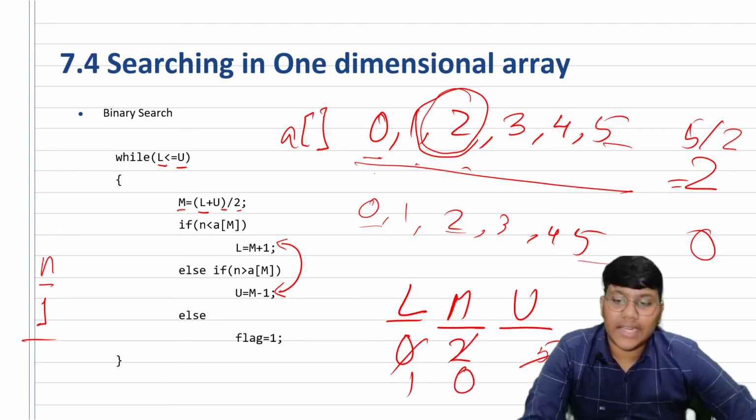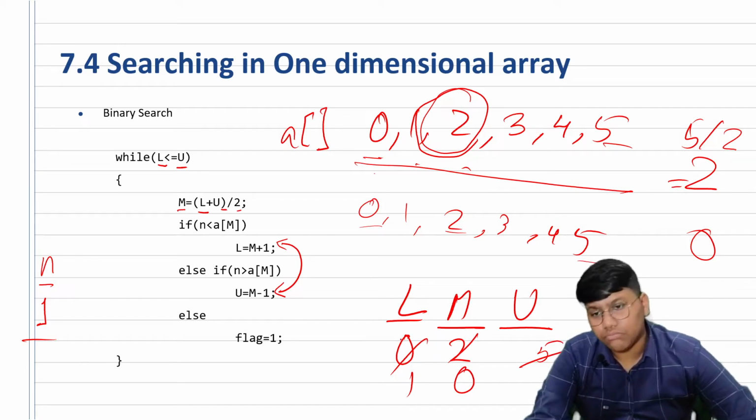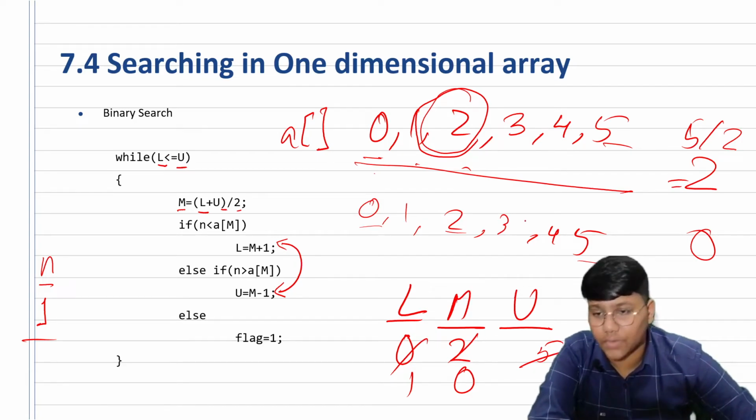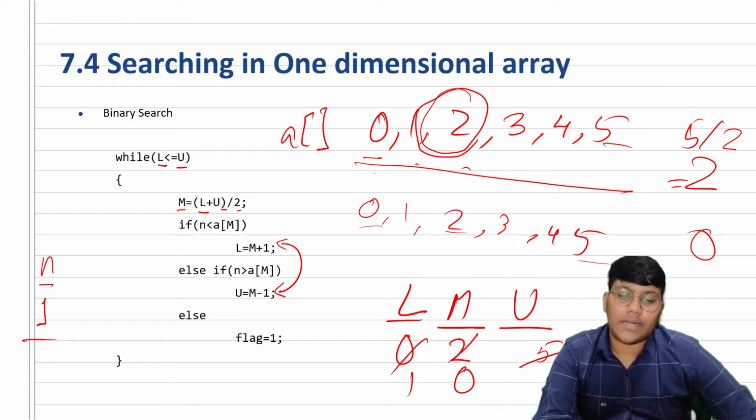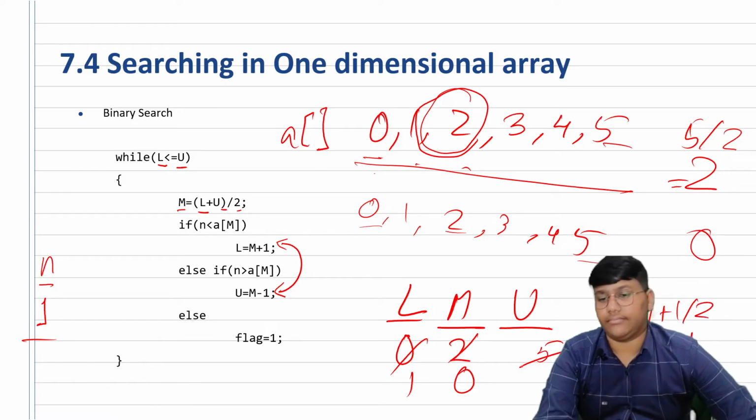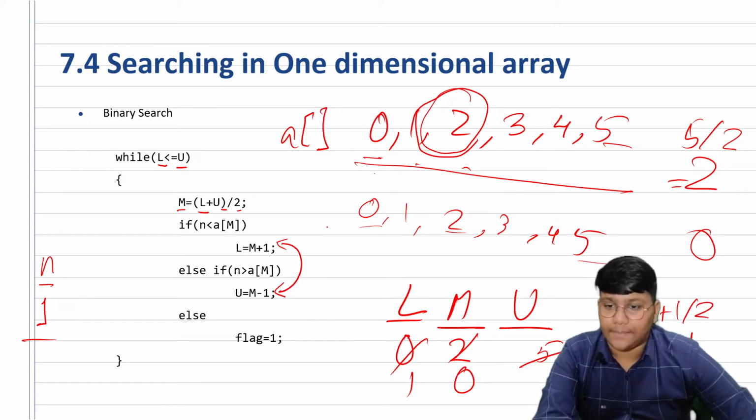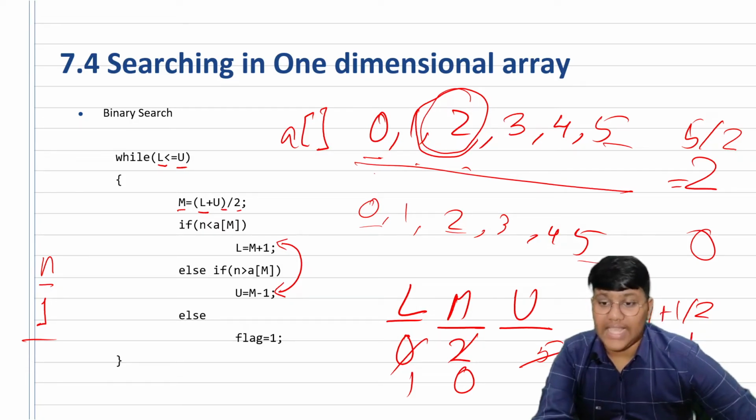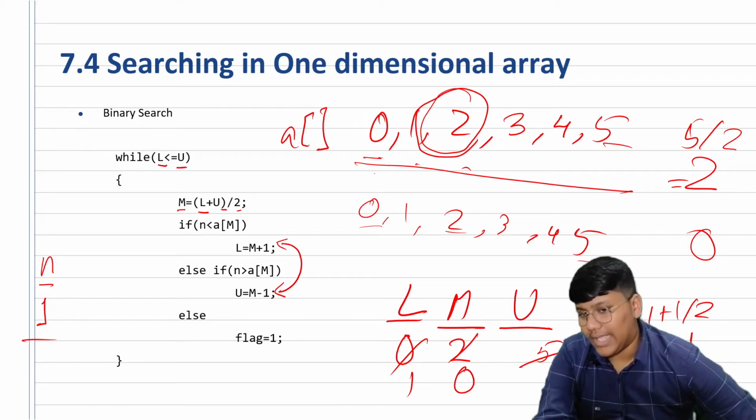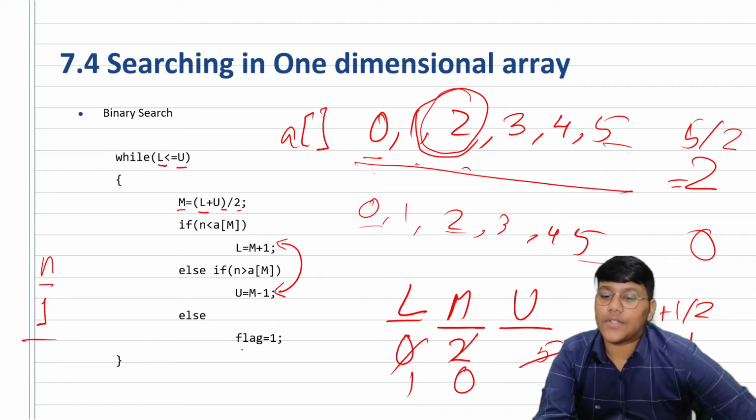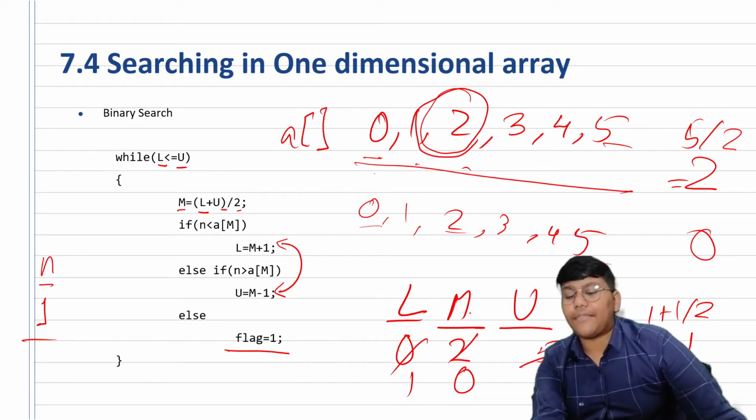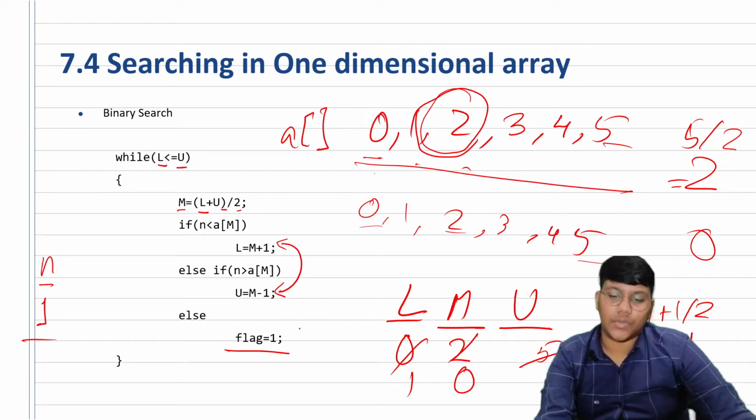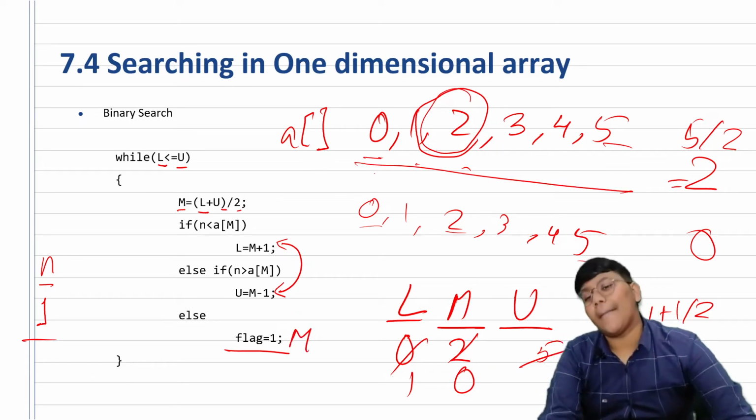Now it will run again. M equal to L plus U divided by 2. It will run again because L equal to U is also allowed. L equals U, so 1 plus 1 divided by 2, that is 1. Okay, now M is 1. Is n smaller than 1? No. Is n greater than 1? No. Else flag equals 1. Therefore we have found the element, and the index at which it is stored is m. Okay, this is how we do the searching.